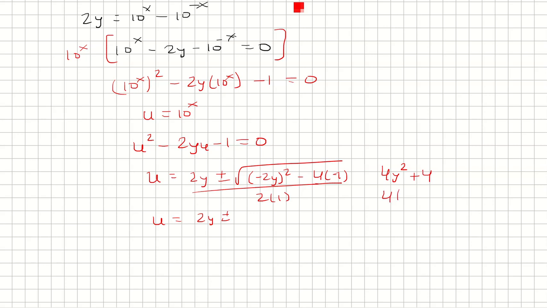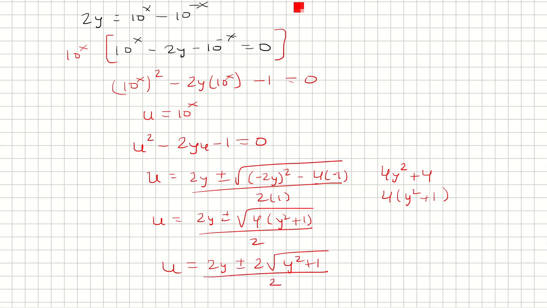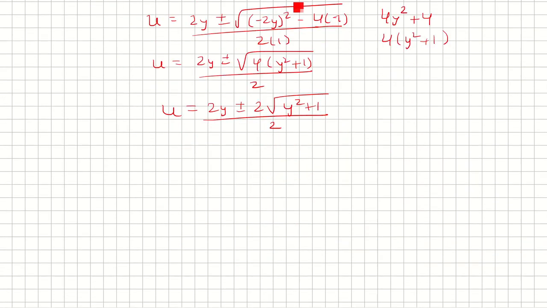And then from here I can factor out a 4. So we have basically 4 times y squared plus 1, over 2. And the 4 is going to come outside the square root as a 2. And at this point I can cancel out the 2's. I'm left with u is equal to y plus or minus the square root of y squared plus 1.